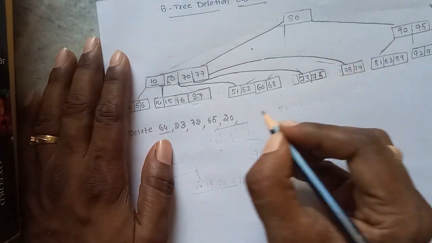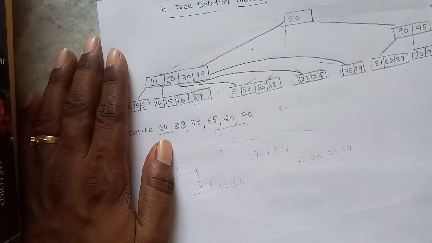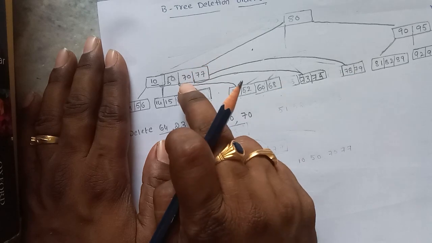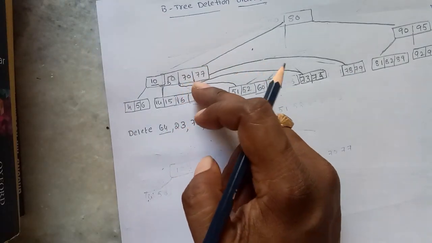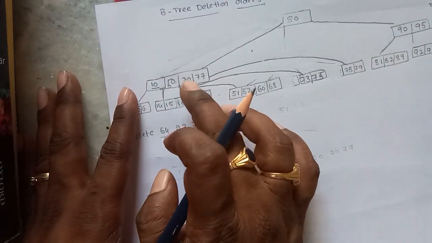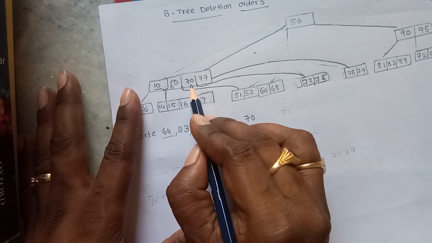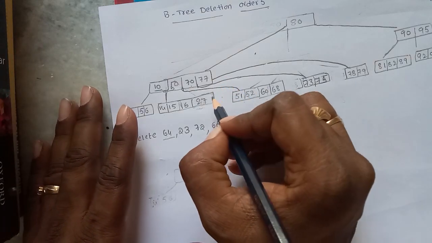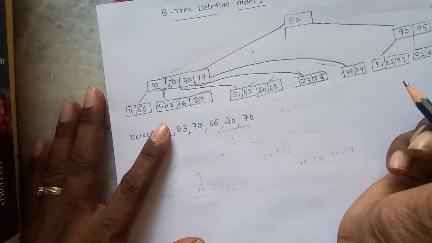Okay. After deleting 20, suppose we delete the element 70. If you are deleting the element 70, 70 is a non-leaf node. What to do? If you want to delete an element, the element must be in a leaf node. Then in this case, that element is replaced with either the in-order predecessor or the in-order successor. That is the largest element on the left subtree or the smallest element from the right subtree.